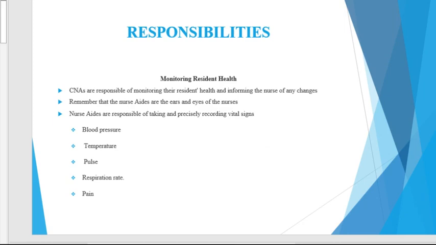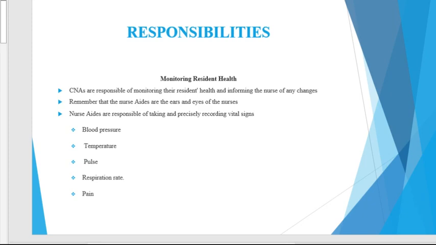We monitor resident health. Yes, we are responsible for monitoring the resident's health and informing the nurses if there is any change. When you walk into your patient's room and your patient is shivering, you touch the person, you feel that the person has a high temperature. That is fever right there. You want to tell your nurse. Your nurse might ask you, okay, go and take vital signs and let me know. This is part of monitoring the resident's health.